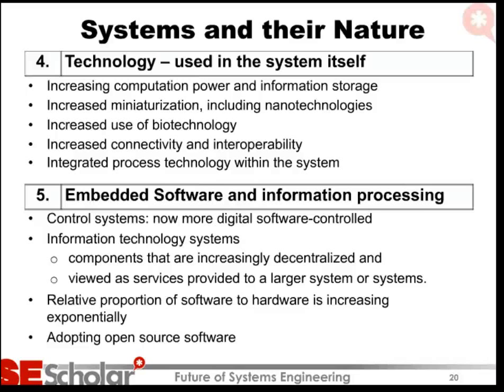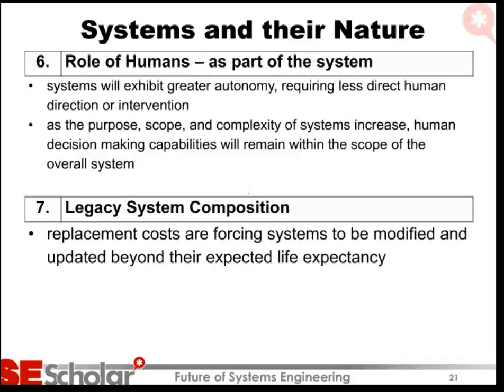So these technologies, just to keep talking about that, include computational power increasing, information storage increasing, miniaturization, biotechnology, connectivity and interoperability increasing as well, and new technology within the system for integrated processes. As a matter of fact, part of that technology is embedded software and information processing, as we see more and more of information technology becoming a service and trying to work within perhaps an open source type software environment. As for the role of humans as part of the system, a system should have greater autonomy, but you still need a human to direct and intervene where possible. So that's an aspect of system nature that we need to take into account.